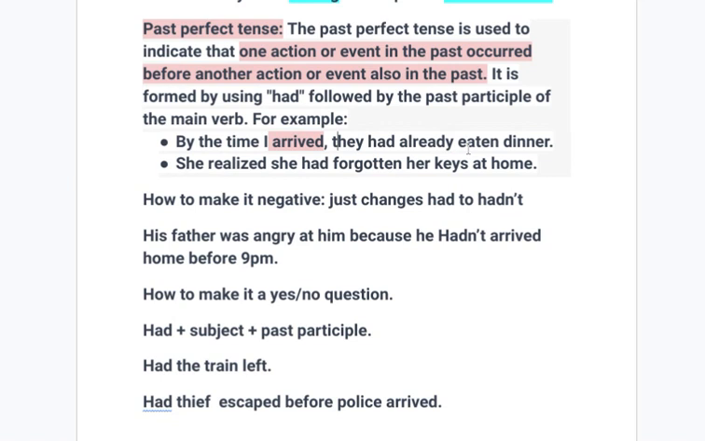So which action has happened first? Did I arrive first or had they already eaten dinner first? The answer is they had already eaten dinner. So arrived is the action that is after this action. So you see what's going on in the sentence. Let me just highlight what is going on.